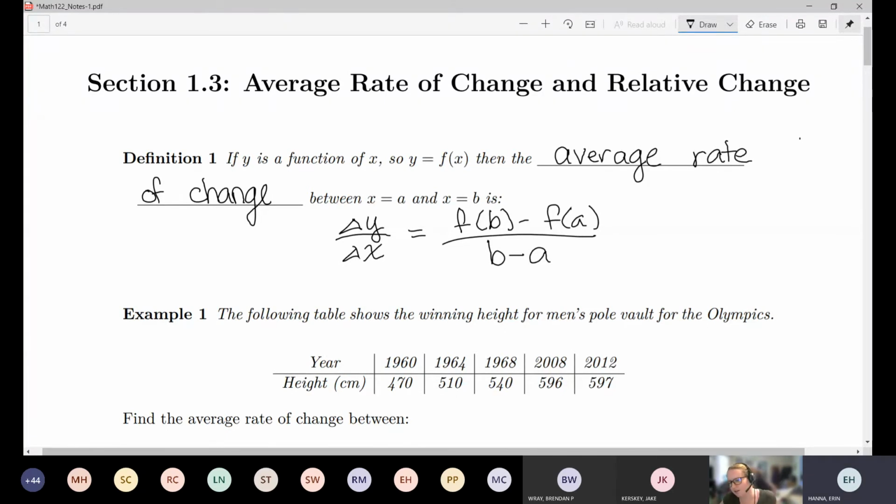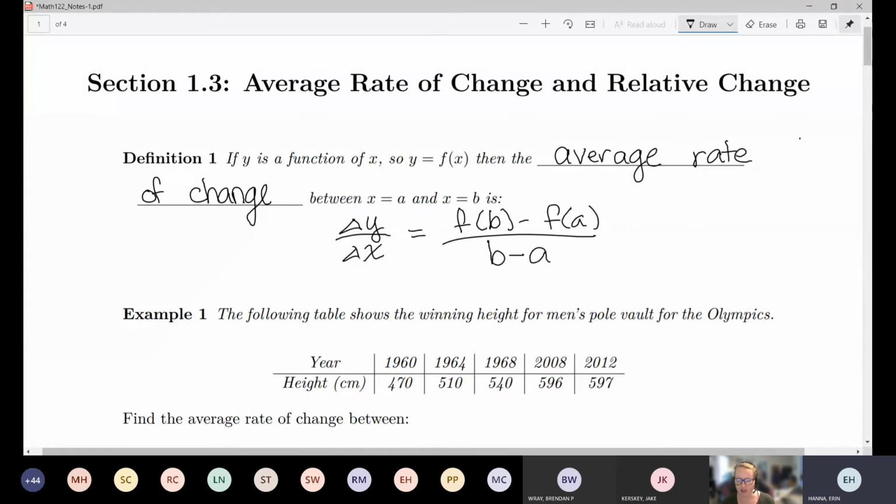Now take note that that looks very suspiciously like slope. And it's because it kind of is. And the difference is slightly hard to explain. I have a picture coming in a second that will hopefully make it a bit more clear. But essentially, slope is used specifically when we're talking about a straight line.